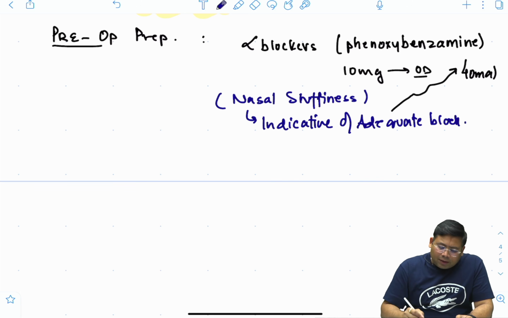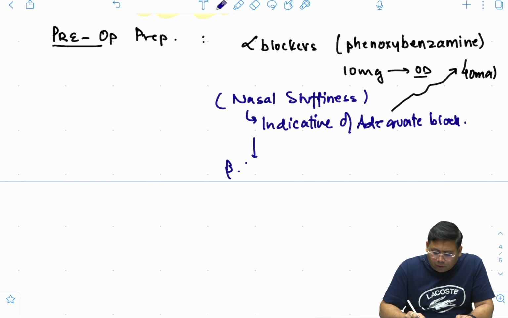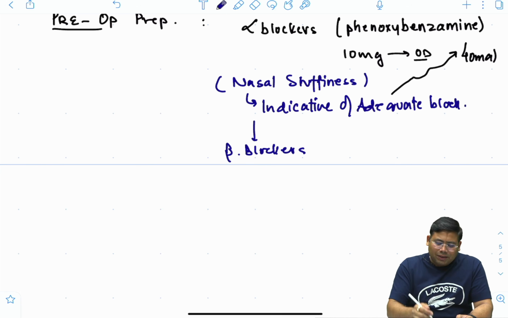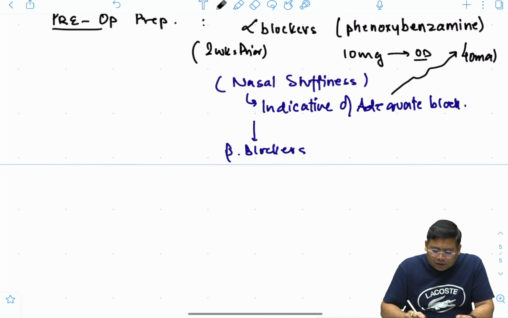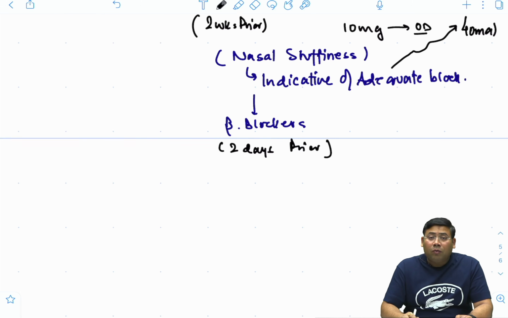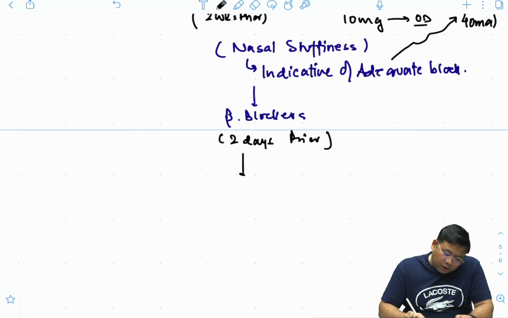So alpha blockers are started, phenoxybenzamine, and then alpha blockers are followed by beta blockers. So students, don't start with the beta blockers. It will be just the reverse. So remember, the alpha blocker is started 2 weeks prior to the surgery, and the beta blocker is started 2 days prior. Why 2 days prior? It will control the rate and the rhythm. And then you need to operate.